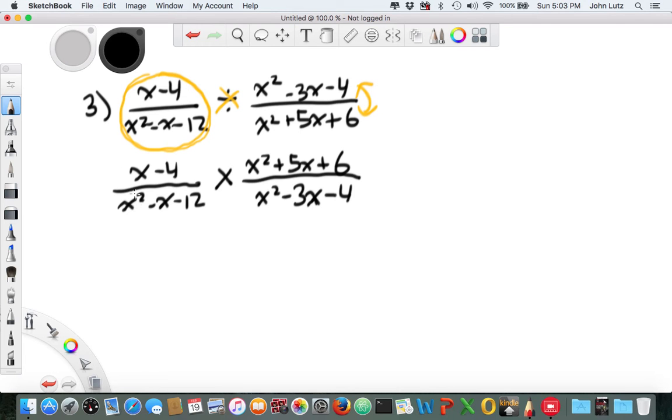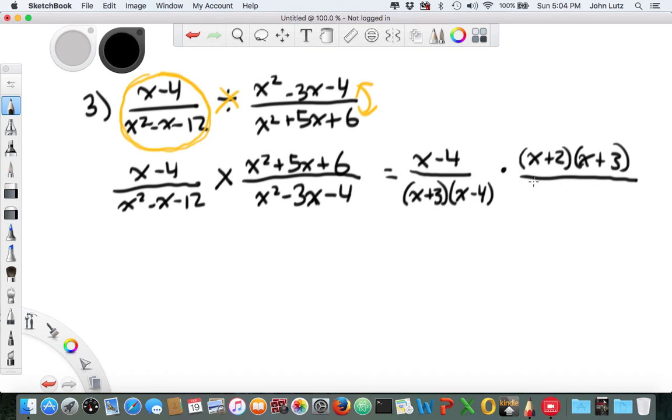Now my next step is I'm going to write everything in its factored form, x minus 4 over, and I'm going to let you do the factoring for yourselves. I know that on the bottom, what I got was x plus 3 times x minus 4. I already see something I can cancel out. Times, because we already changed it to times. The top actually looks like it is x plus 2 times x plus 3. And the bottom looks like it is x minus 4 times x plus 1.